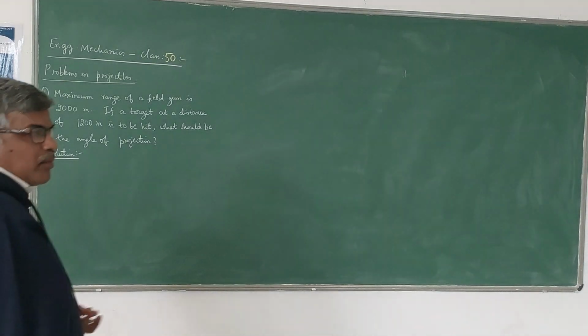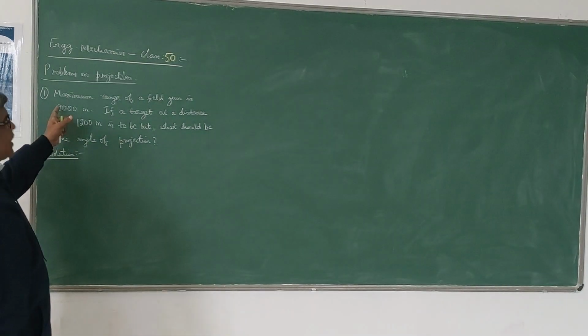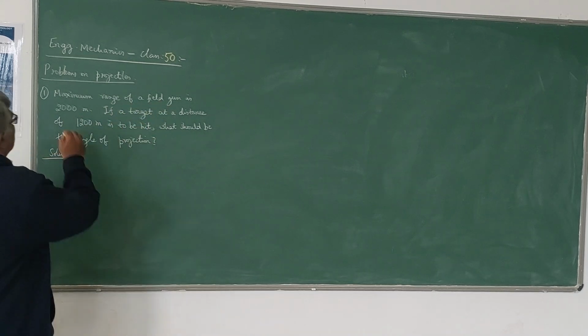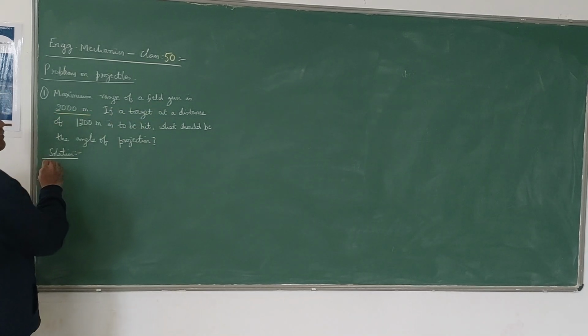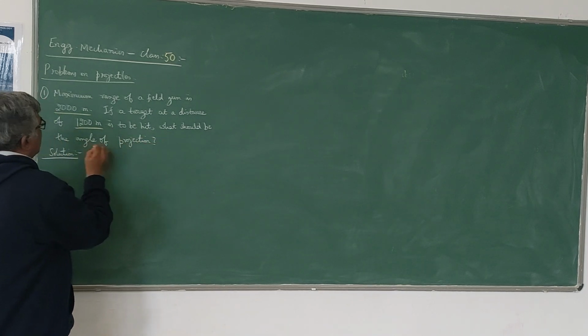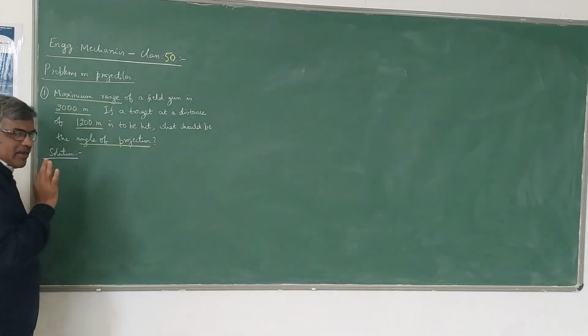We will solve some more problems on projectile motion. The first problem states like this: the maximum range of a field gun is 2000 meters. If a target at a distance of 1200 meters is to be hit, what should be the angle of projection? See, it's a very simple problem.